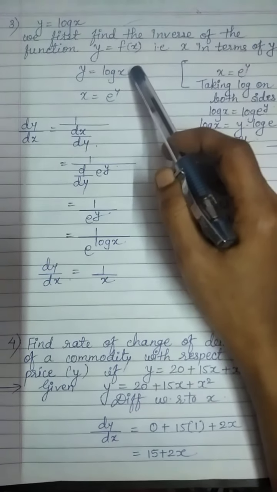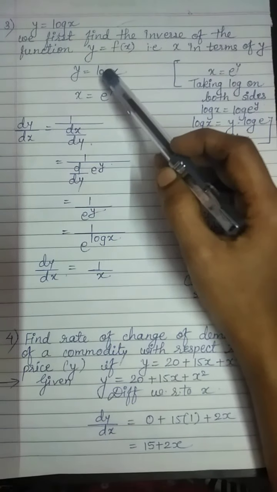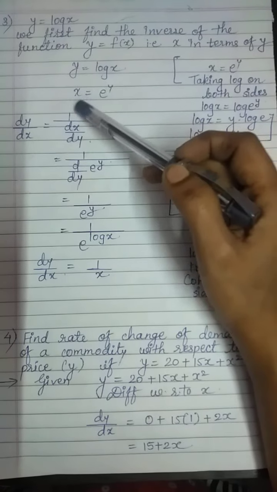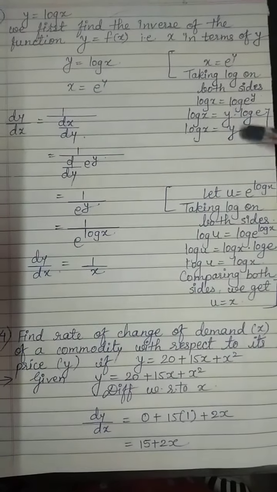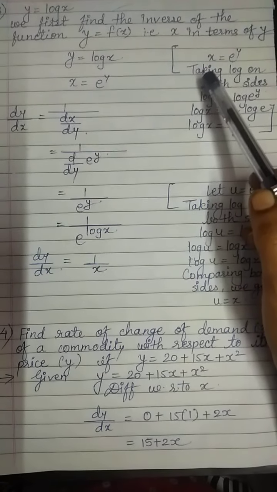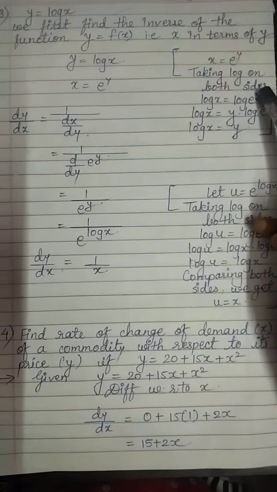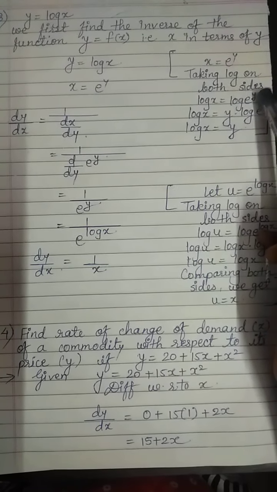Since y is equal to log x, the value of x will be e raised to y. Now one can ask the question: how can we write x is equal to e raised to y? Here I have done the rough work. As x is equal to e raised to y, suppose we take log on both sides. Here we will get log x is equal to log e raised to y.